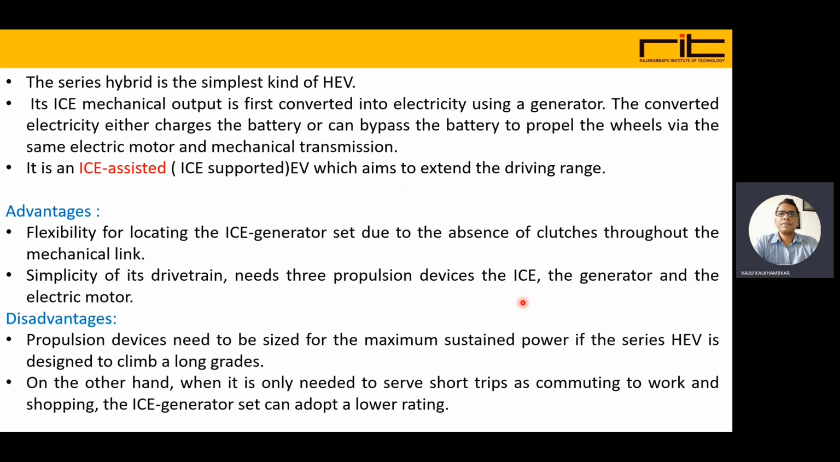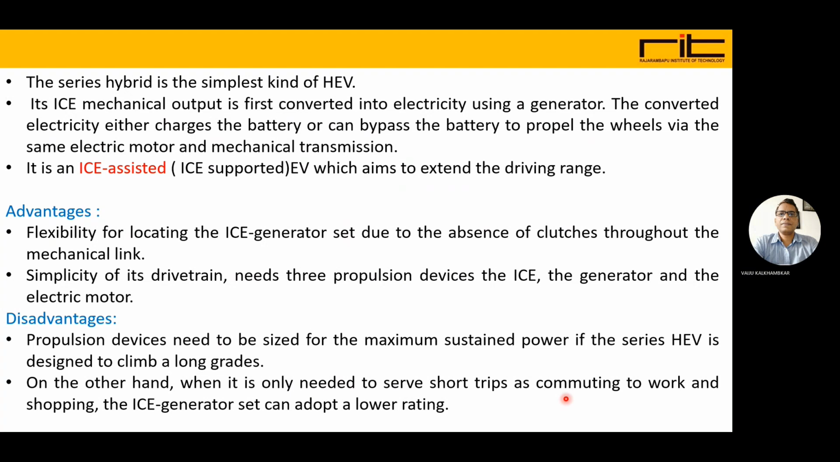The advantages of series HEV are flexibility for locating the IC engine generator set due to the absence of clutches throughout the mechanical link, and simplicity of its drivetrain. It needs 3 propulsion devices: IC engine, generator, and the electric motor. So it is a simple one.